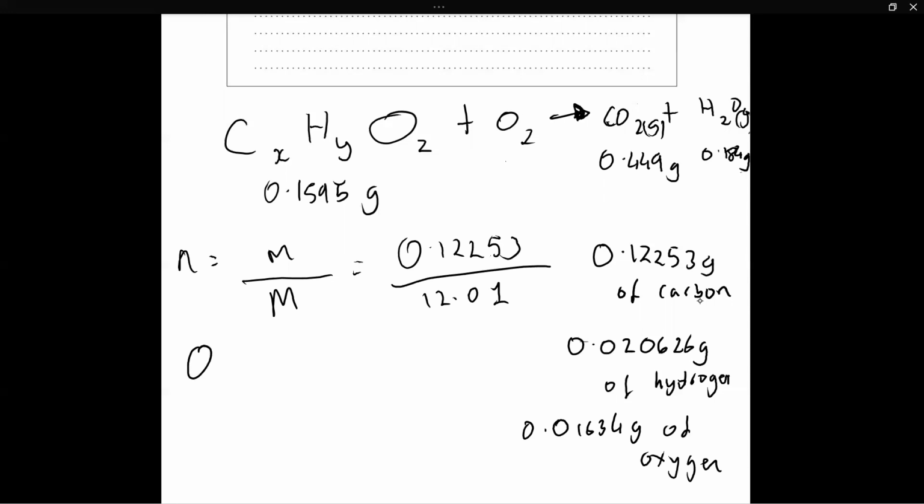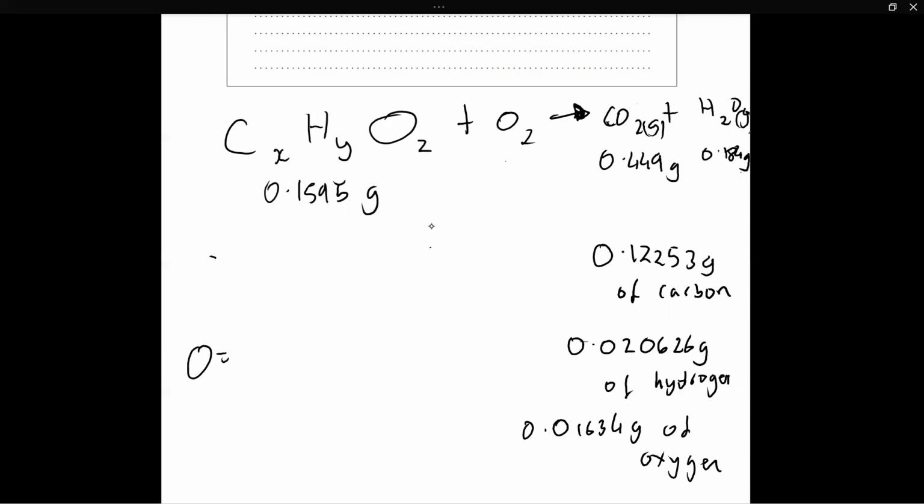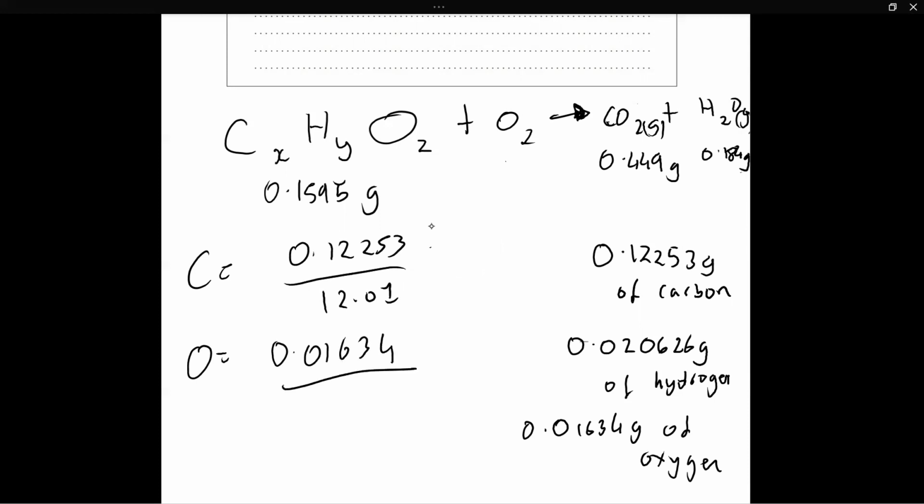So for carbon, like I said, it's 0.12253 divided by 12.01. For oxygen, it is 0.01634 divided by 16. And for hydrogen, it is 0.020626 grams divided by 1.01. Now, what is the answer to this? Well, you're lucky you have access to the calculator, so you can easily calculate it.